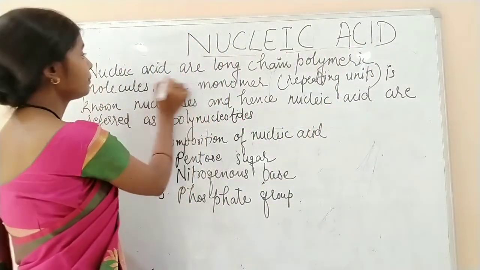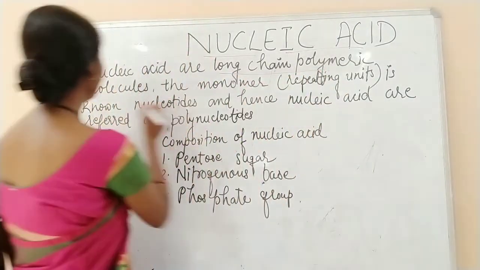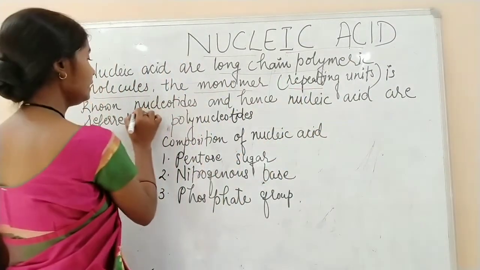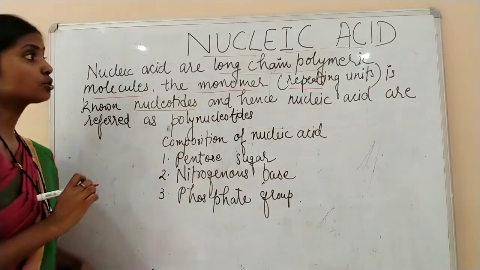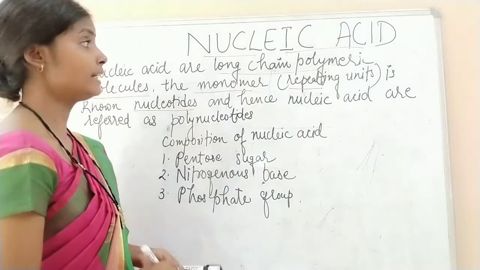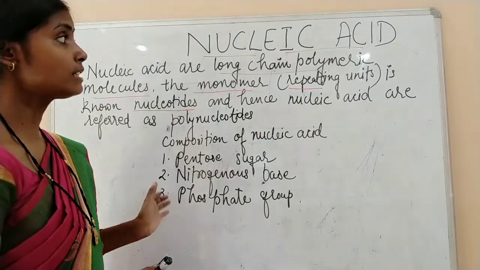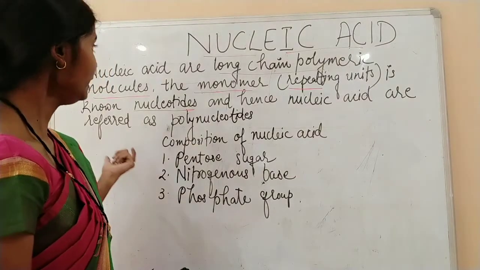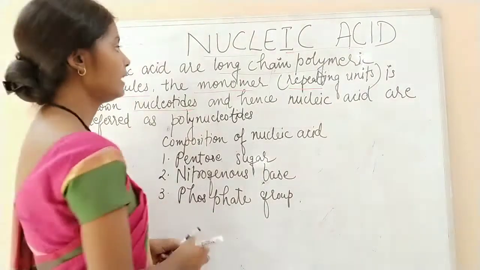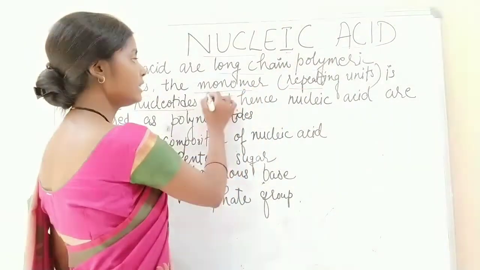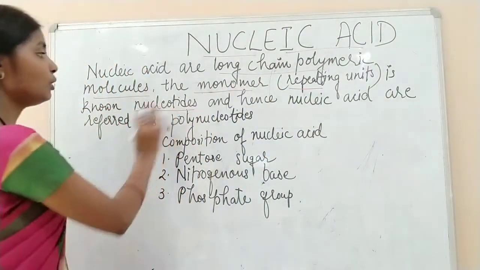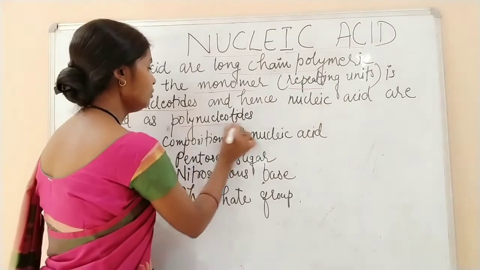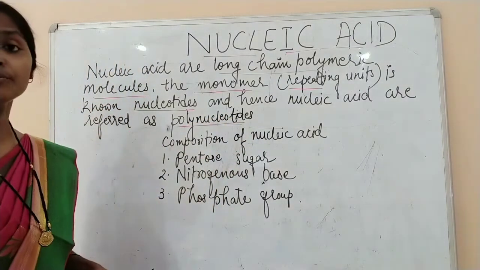They are long chain polymeric molecules. The monomer, that is the repeating unit, is called nucleotide. Long chain, poly means many. So there are many molecules which join and form the nucleic acid. The monomer means a single unit, and this monomer is the repeating unit called the nucleotide, and hence nucleic acids are referred to as polynucleotide. So this is the definition of nucleic acid.